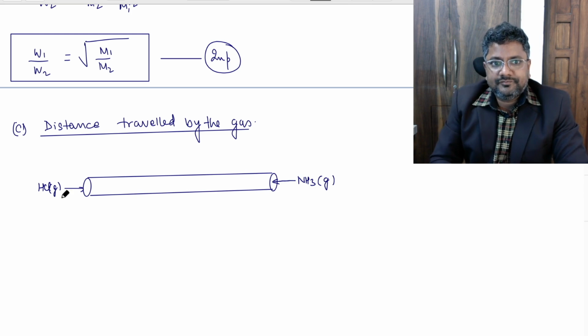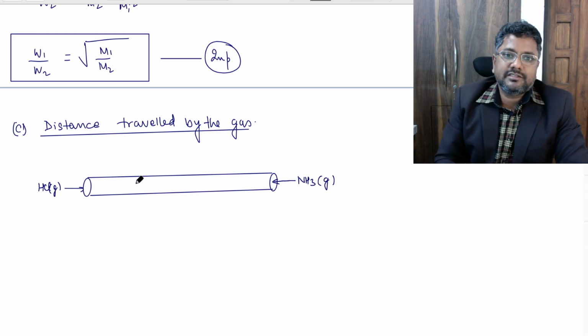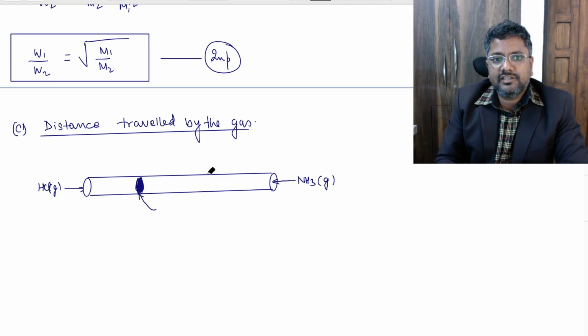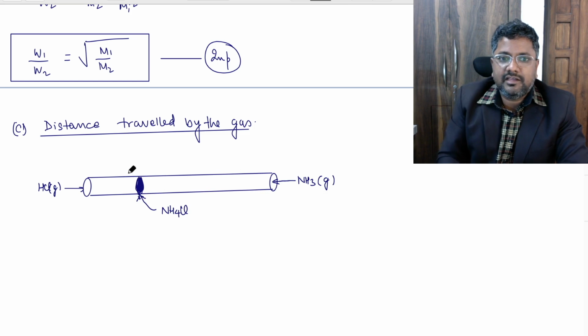Then it is asked to find the distance at which this white precipitate of NH4Cl is formed. Suppose that this is NH4Cl, because you know HCl and ammonia will react with each other and form the white precipitate of ammonium chloride. So the ammonium chloride precipitate appears here.